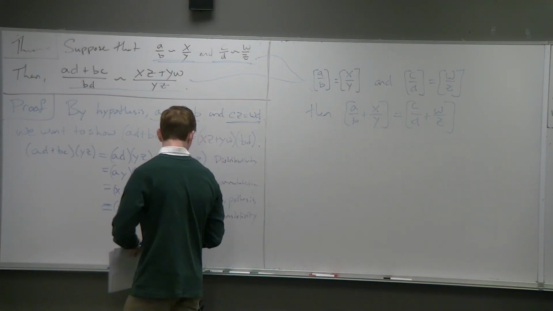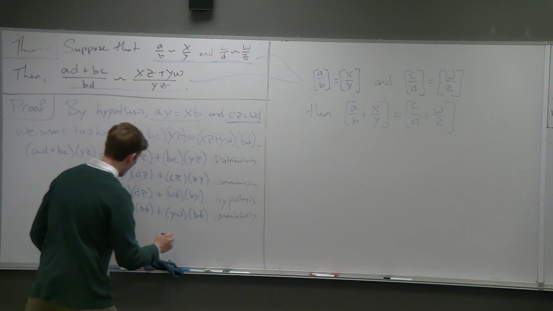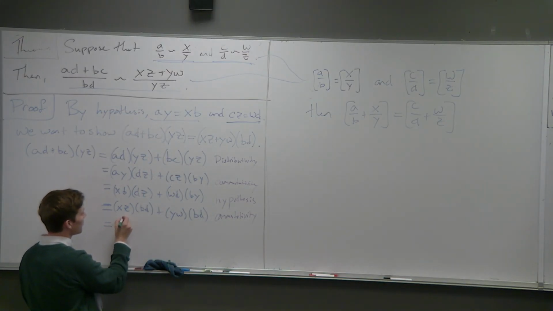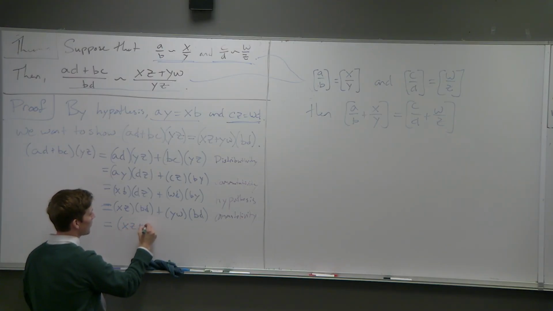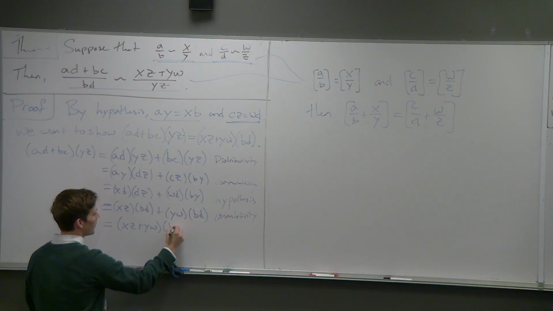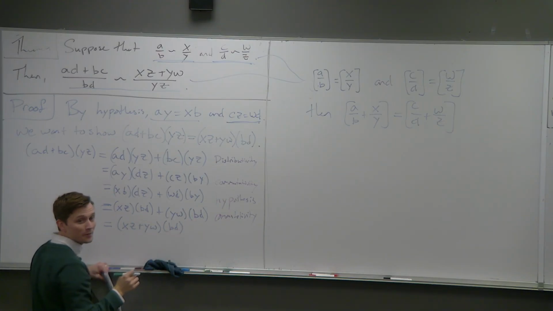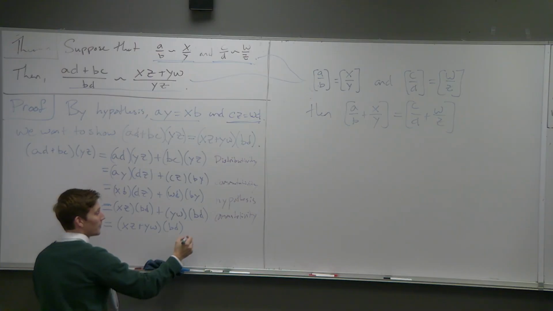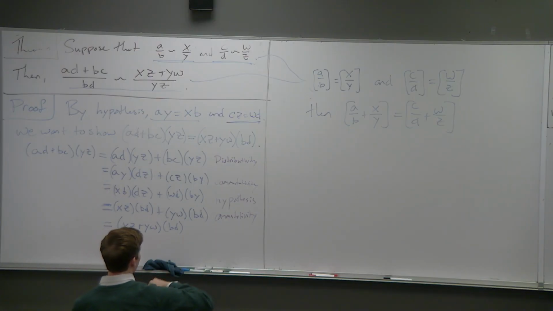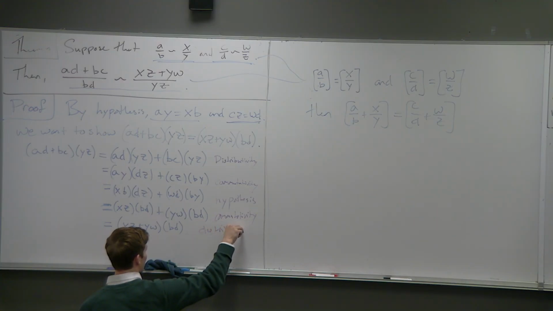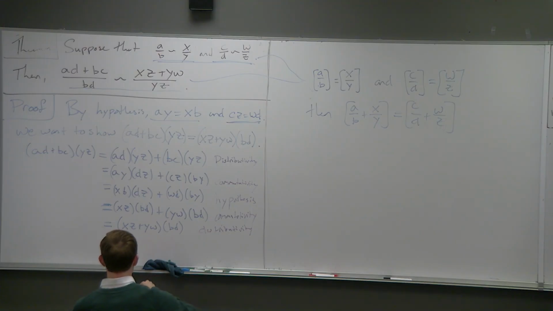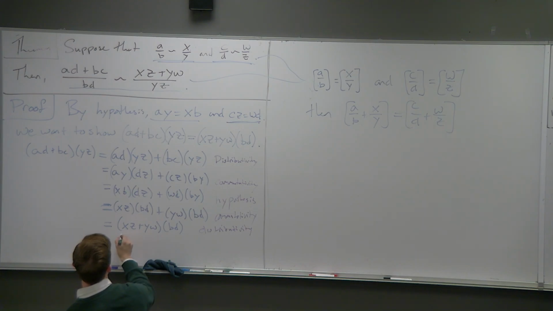Of multiplication. And now we say, okay, cool. Let's undistribute and get xz plus yw times bd. That is, let's factor out this bd. And so this is by distributivity of multiplication over addition. And now, look, I've produced what I want.